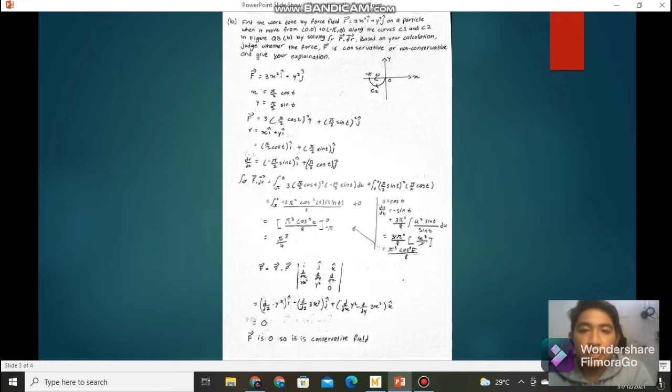Next, for question 3B, question 3B asks to find whether the force F is conservative or non-conservative. And here is my calculation for question 3B. My final answer for question 3B is 0. So the curl of F is 0, so F is a conservative field.